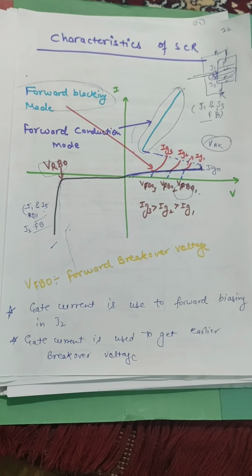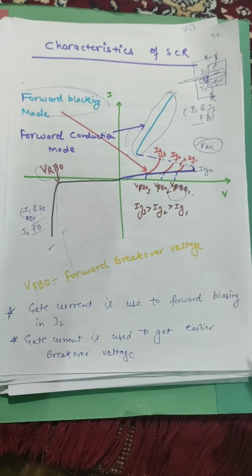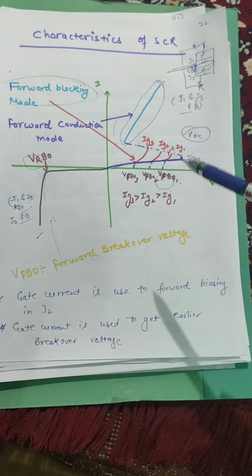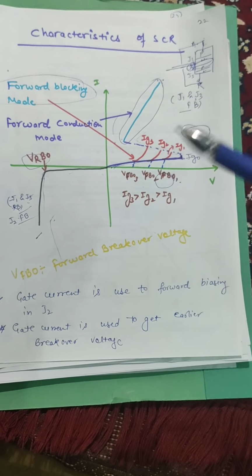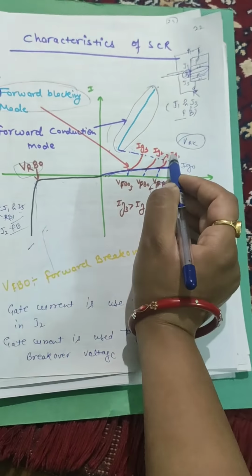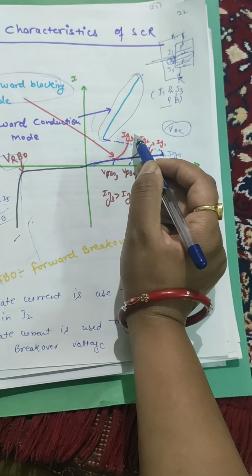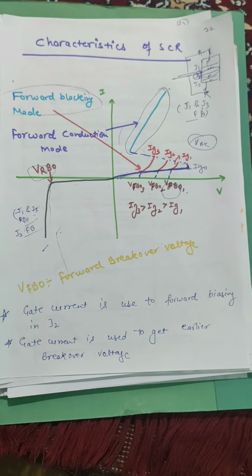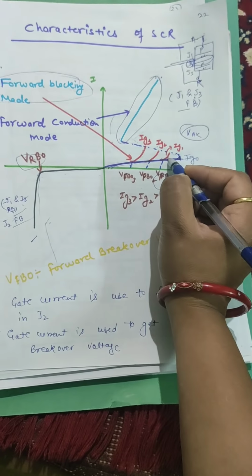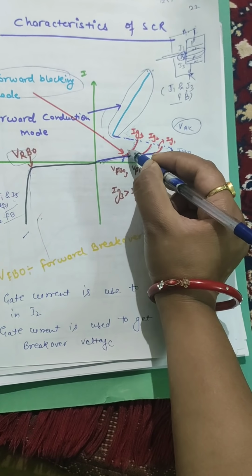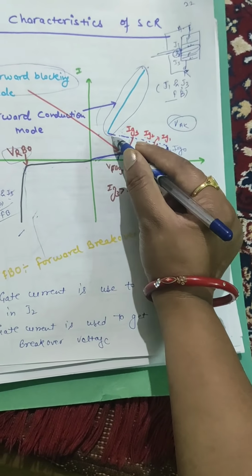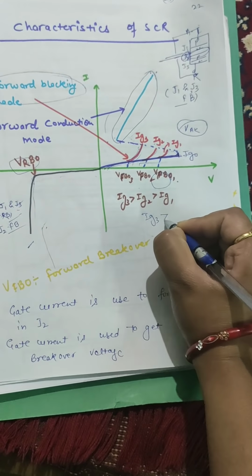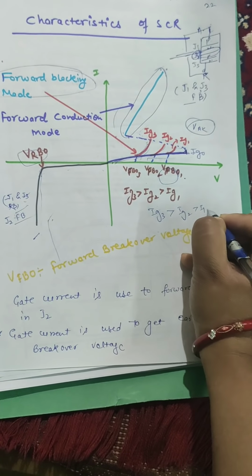If we want to change the power, gate current can also be applied. For different gate current, we get different power. Gate current is used to get the earlier breakover voltage. If we increase the gate current, we are able to get the breakover earlier. Here Ig3 is greater than Ig2, which is greater than Ig1.